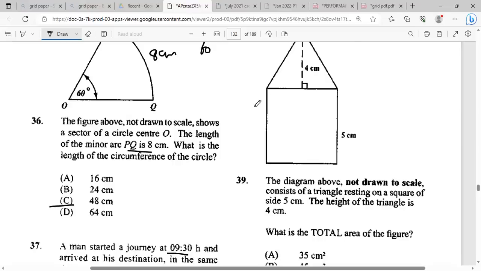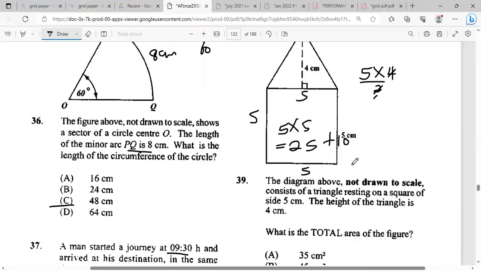So if it's a square, it means this is 5, this is 5, this. You guys have seen this on earlier videos, right? Unless you're watching the first video for today. And then you find the area for the right angle triangle. So it's going to be 5 times 4 over 2, which works out to 10. So we're going to add this to the 25, which gives us 35.